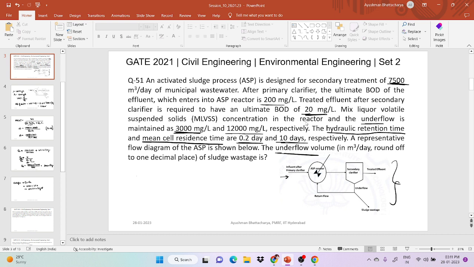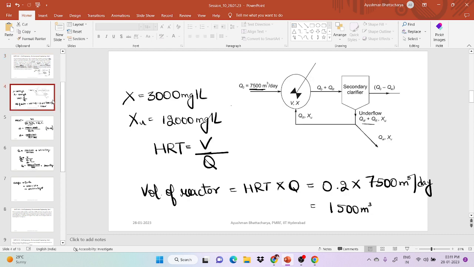Mixed liquor suspended solid concentration in the reactor and the underflow is 3000 and 12,000. So mixed liquor suspended solid within the reactor, within the ASP, is 3000, and the underflow means at this point the solids concentration is 12,000 milligram per liter. They have mentioned hydraulic retention time and mean cell retention time as 0.2 days and 10 days. So a representative flow diagram of ASP is shown below. So this was the diagram. Q naught flow rate is 7500 meter cube per day, and in the question they have given the reactor MLSS concentration and the underflow MLSS concentration as 12,000.